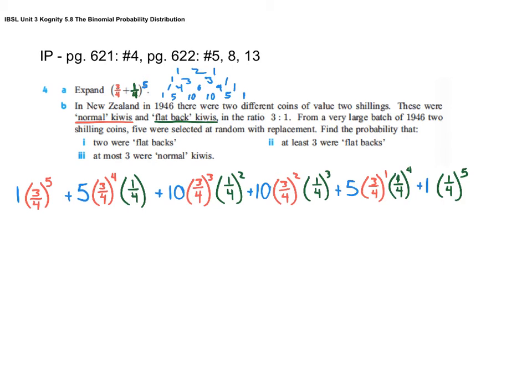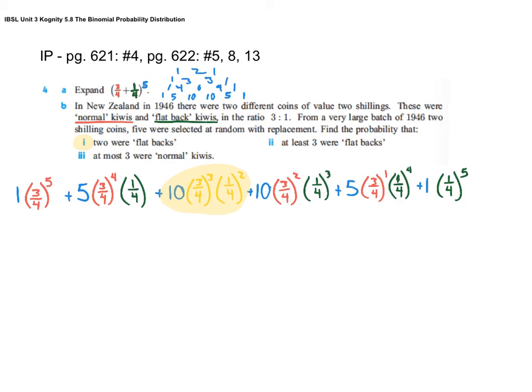If I want 2 flatbacks, 2 is the 1/4, so I want the term where the 1/4 is to the 2nd power. Okay? If you could get this now, it makes all of this stuff so much easier. We want 2 flatbacks, so the 1/4 has to be squared. By default then, that means we had 3 normal kiwis. So this number 1 here is going to be whatever this equals. It's that term right there.